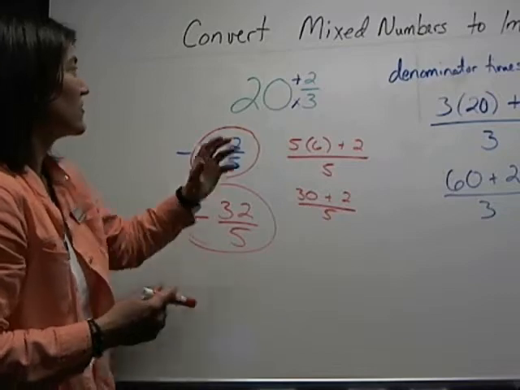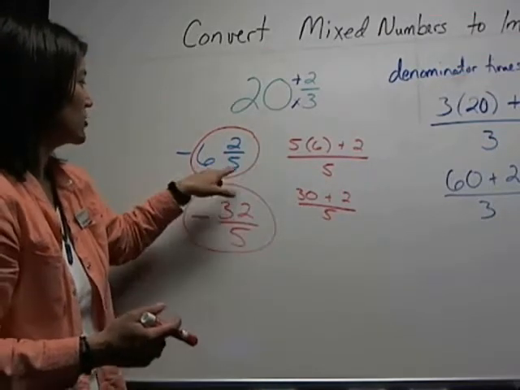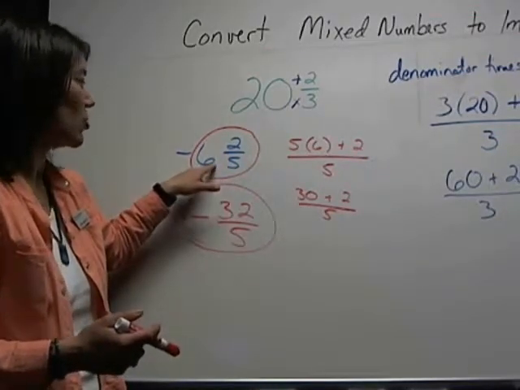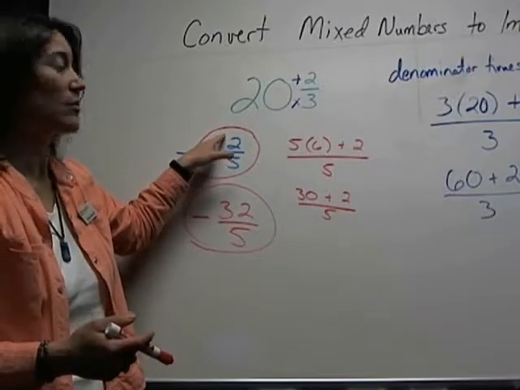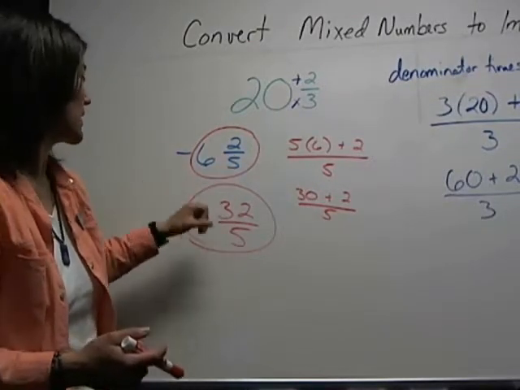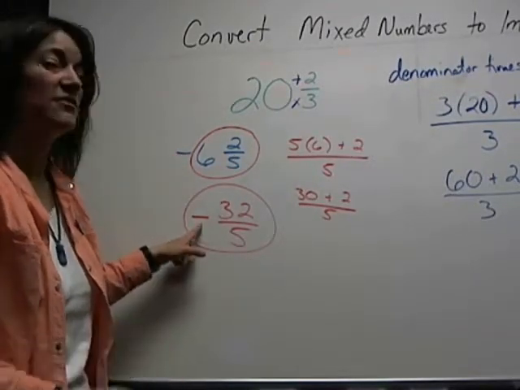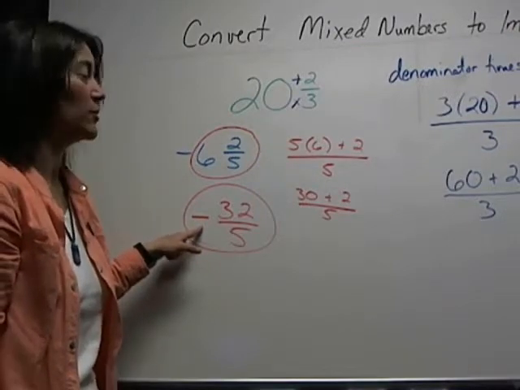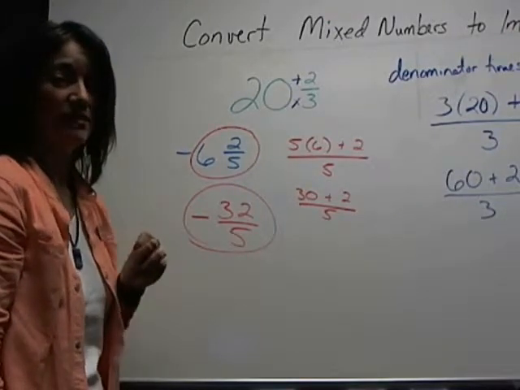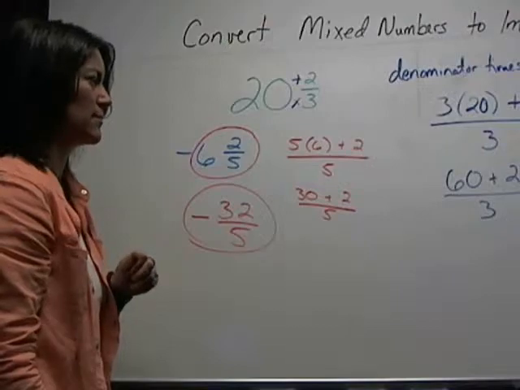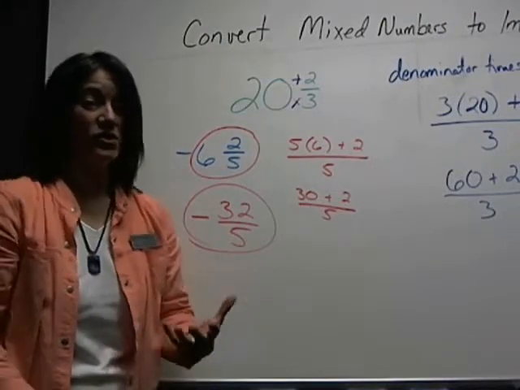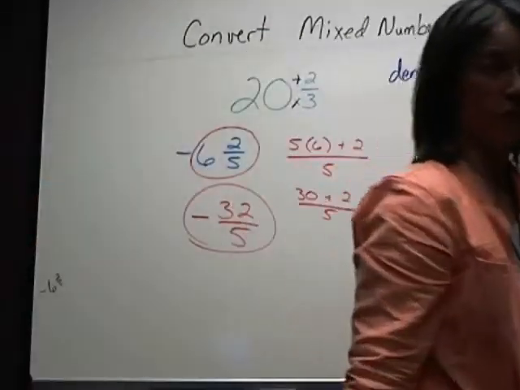So to convert from a mixed number into an improper fraction, take your denominator times your whole number, add the numerator, and put it all over the denominator. If it's negative to begin with, your negative is also in the answer, but you do not use that negative in any of the calculations. So then the question is, how do we go in reverse?